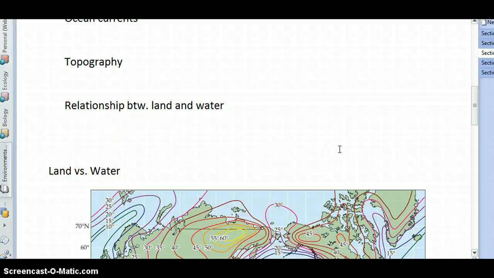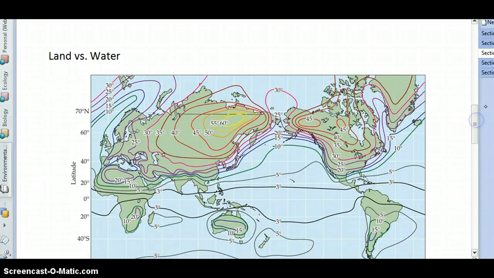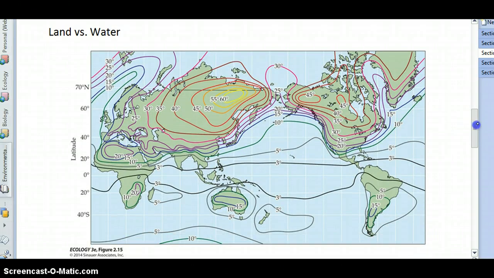Let's continue our discussion of Chapter 2. We finished talking about the effect of topography in mountains, and the fact that as you go up in elevation, things cool off. So, water and the relationship between land and water plays a role as well.